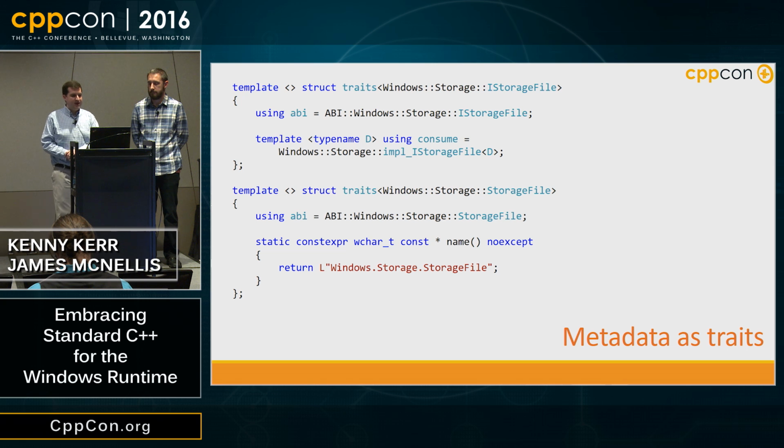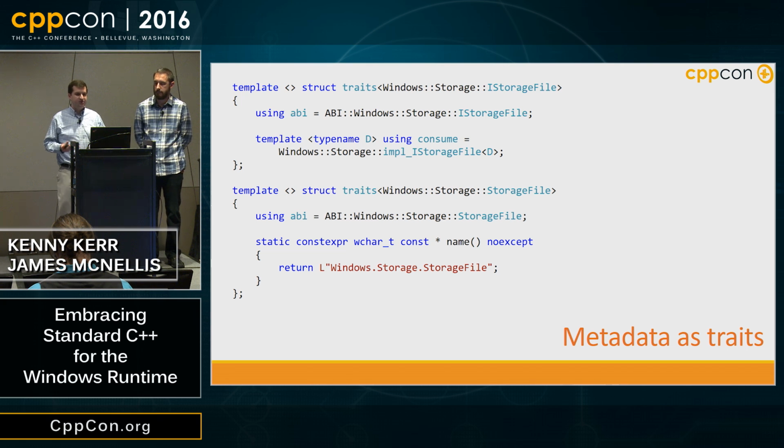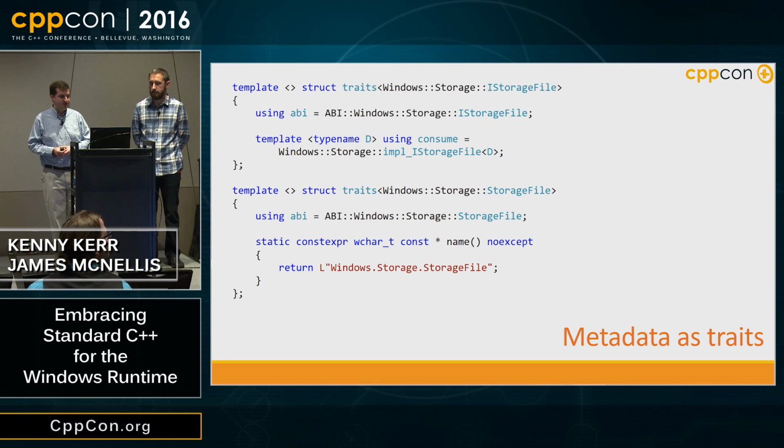So this is to show how we actually do that binding from the projection type to the ABI type. We have this traits class, and it's specialized for each of the Windows runtime types and interfaces. This first example is the specialization for IStorageFile, and you can see that it provides the ABI type, that is the actual ABI interface type. The second example is the specialization for StorageFile, and here it also has the ABI type, but it also has a name function that returns the name of the type so that we can pass it to RoActivateInstance or RoGetActivationFactory so we can actually construct it. And so this is actually used in the factory acquisition.